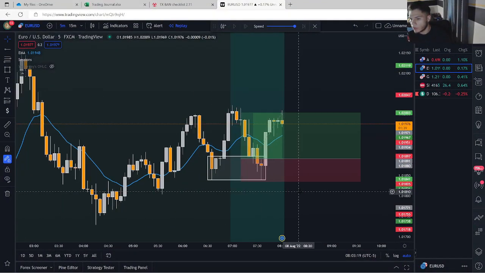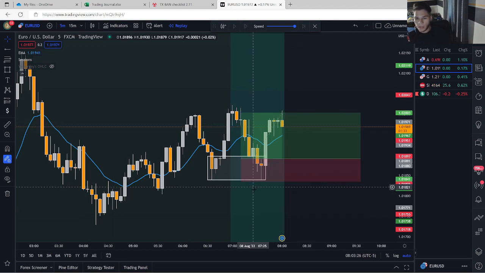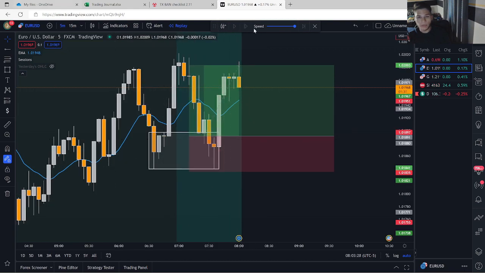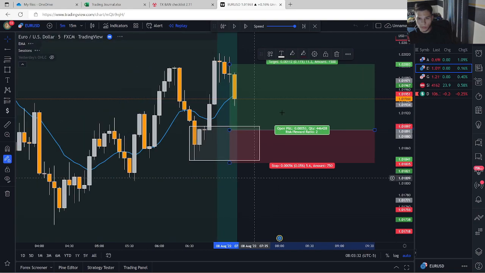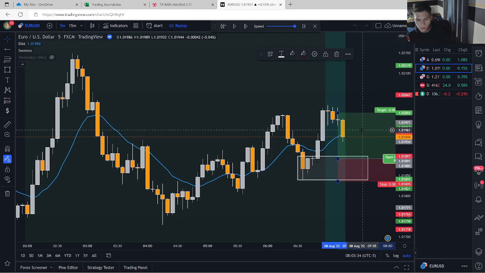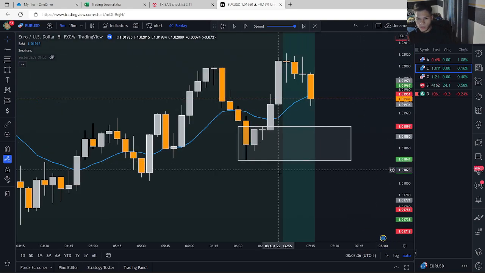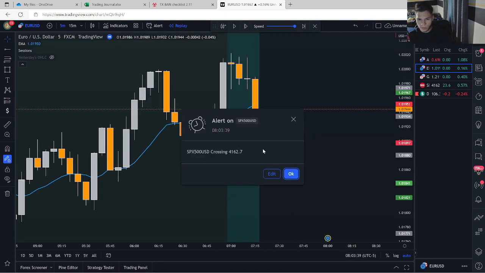Alright guys, so let me real quick just go over what I saw in EUR/USD and why I decided to take a buy on that specific scenario. Go to the replay mode real quick. Get rid of this. Okay, oops, another alert.